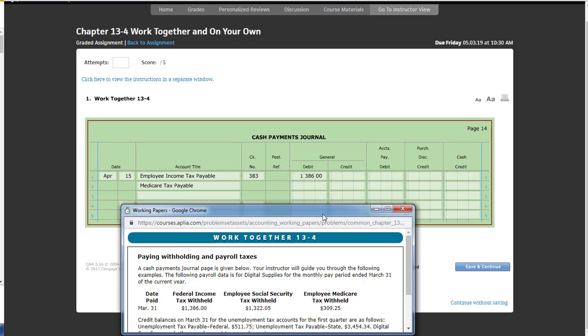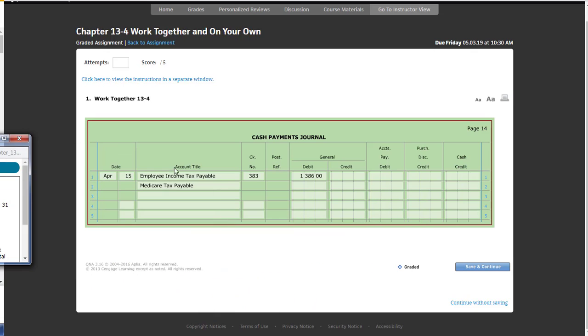Or if you looked in your ledger, you would look for the amount, and the total amount that we have to pay is going to be $2,644.10. All of these are being general debited. Why? Why are we debiting employee income tax payable and Medicare tax payable? Do we have more or less of this tax?